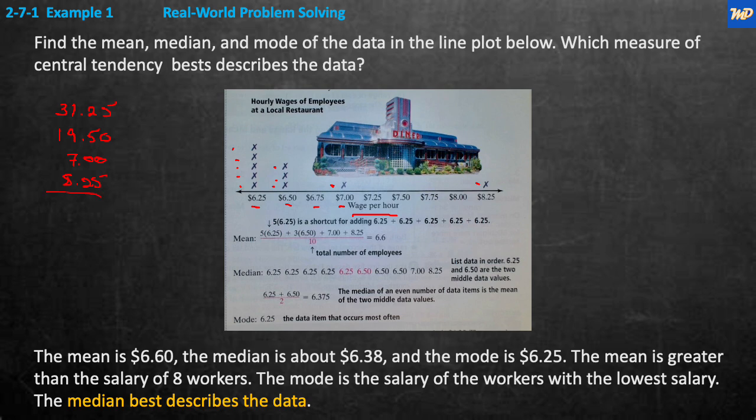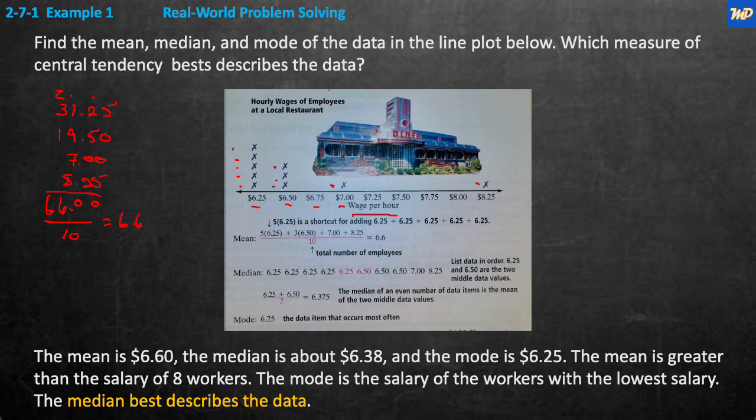When we add these up, we get 5 and 5 is 10. Carry the 1, we get 8 and 2 is 10. Carry the 1, this is 9, 10, 11, 18, and 8 is 26. Down the 6, carry the 2, 2, 3, and 1 is 6. So the total salary is $66 even per hour. And how many employees are there? There are 10. So 66 divided by 10 is equal to 6.6. So what do we get?